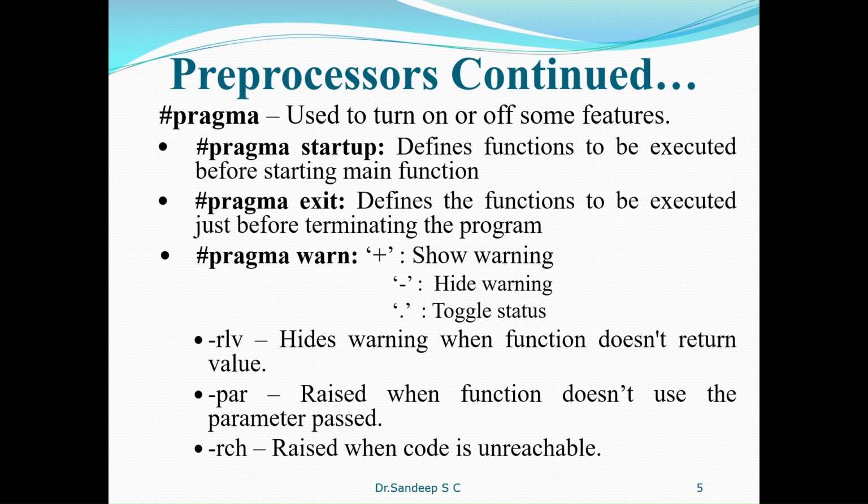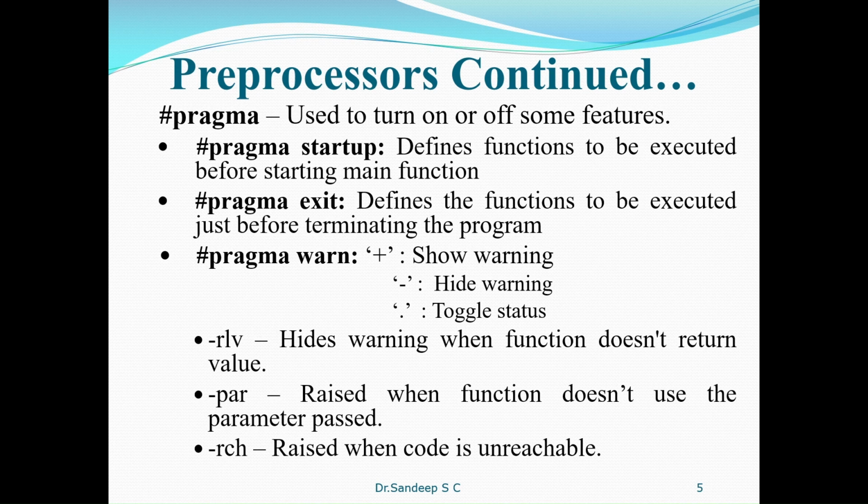Then we have a hash pragma warning. This again has three switches: plus, minus, and dot. Plus will enable the warning to be displayed, minus will disable the warnings, and dot will toggle the status of the flag. With that we have definitions, that is RVL, that is return value. So if a particular function is not returning a value, then the warning that would be displayed can be hidden using minus RVL. Minus is for hiding the warnings.